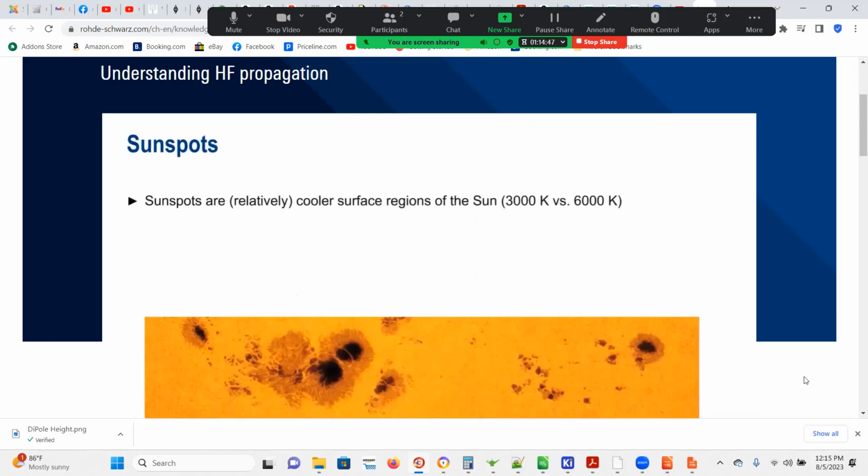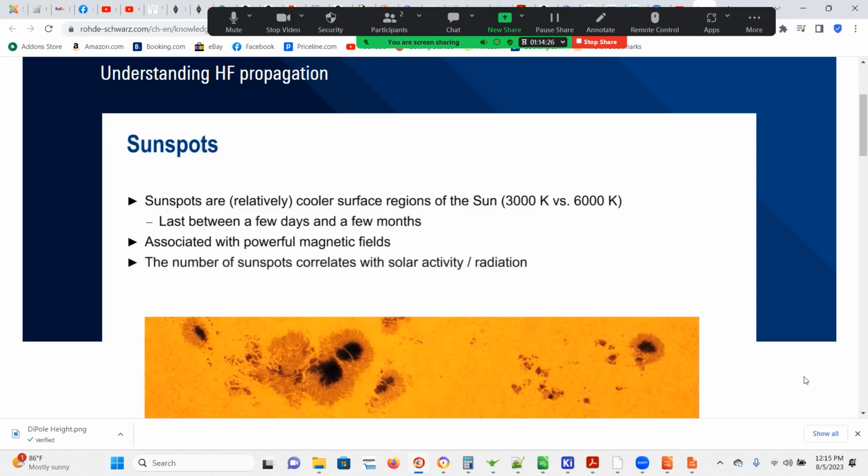Sunspots are, relatively, cooler surface regions of the Sun. Relatively in this case means they have temperatures of about 3000 Kelvin versus the normal 6000 Kelvin seen elsewhere. After they appear, sunspots last between a few days and a few months. Sunspots are associated with powerful magnetic fields, and these fields affect how much radiation is given off by the Sun. The greater the number of sunspots, the higher the level of solar activity and radiation. And because of this, more sunspots generally means higher atmospheric ionization, a higher MUF, and better overall HF propagation.